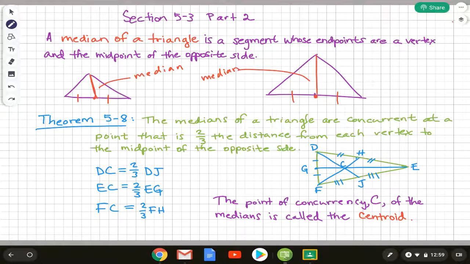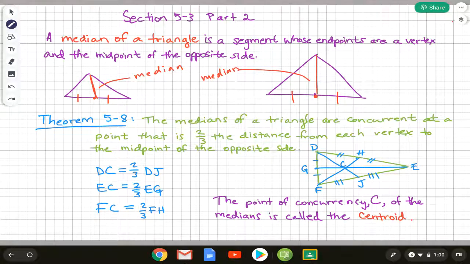Those come from a vertex. The median is a line segment whose endpoints are one of the vertices of the triangle and the midpoint of the opposite side. So median means it's going from the vertex to the midpoint.